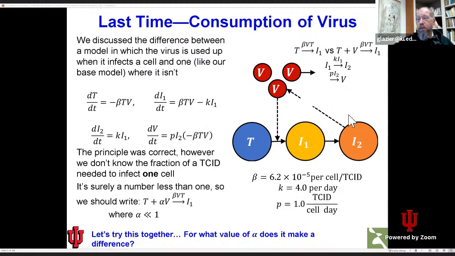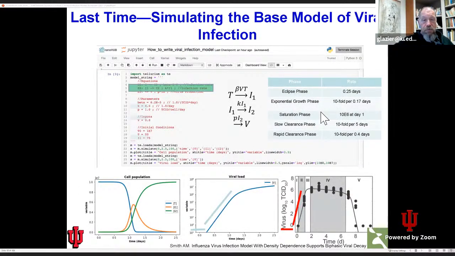So why don't people fire up tellurium and try that out? Do people have the code from last time that we were all working on together? So maybe to begin with, before we even get that far, why don't people just pull this code up and run it and make sure that they're still able to get the basic simulation to work. Any questions about that? Do people remember where we were? It's been a while. If anybody needs help getting that working, speak up.